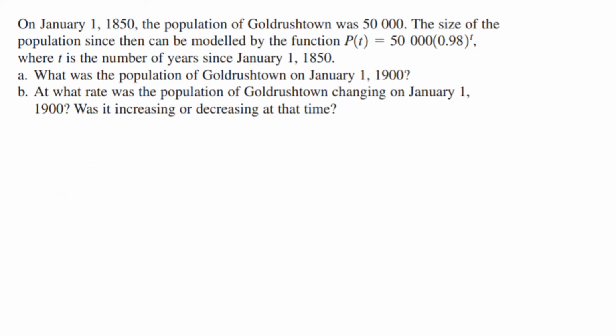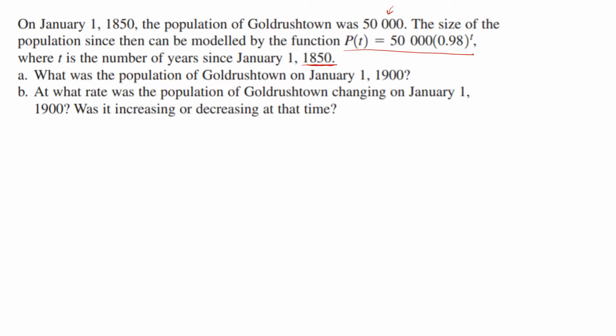So let's start with the word problem. On January 1st, 1850, the population of Gold Rush Town was 50,000. The size of the population since then can be modeled by the function P(t) equals 50,000 times 0.98 to the power of t, where t is the number of years since January 1st, 1850. So I already know that this function represents the population, starting at 50,000 people. That's my population, and as time goes on, it represents the years right after 1850.